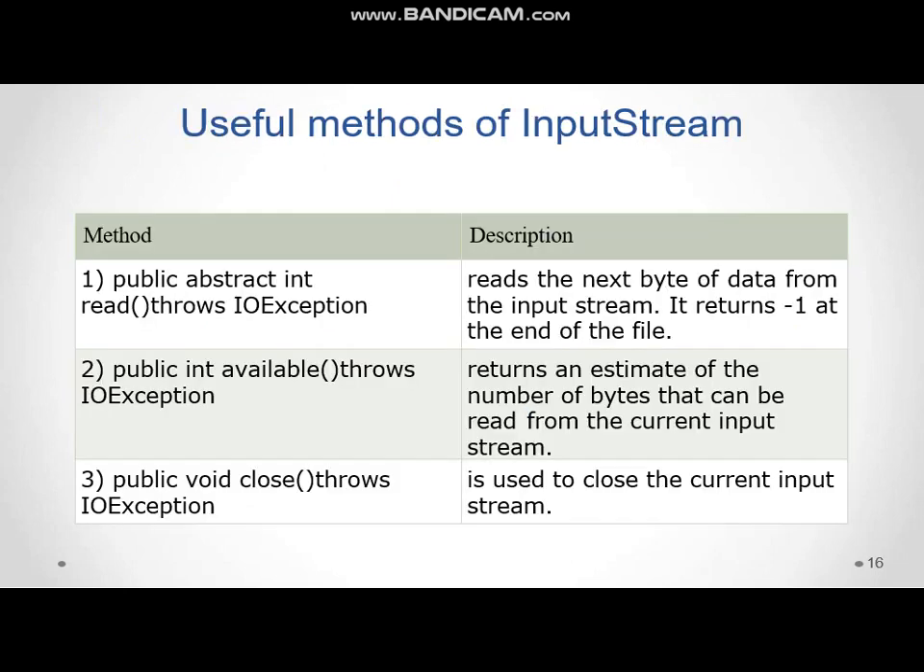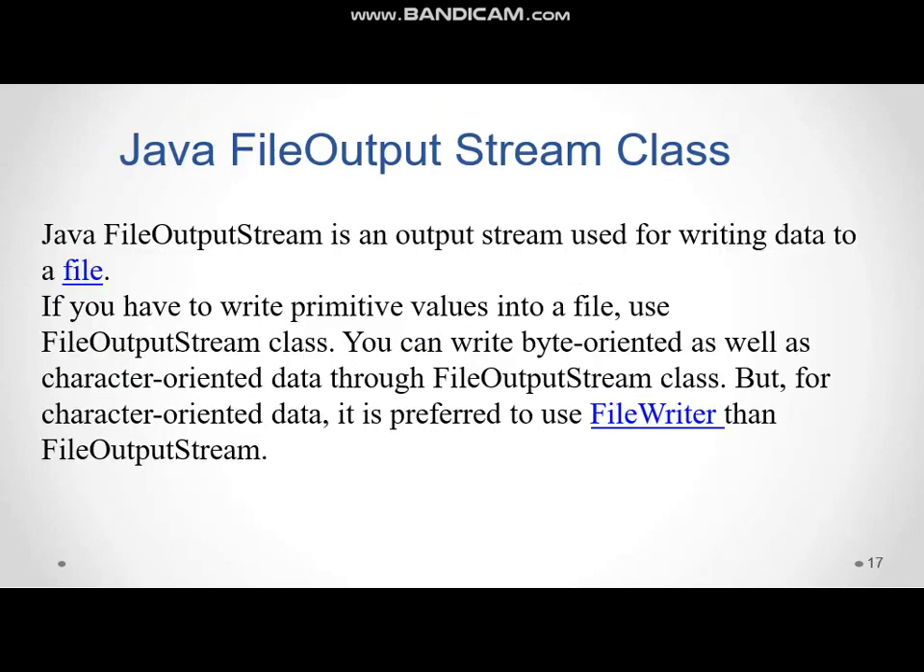These are the methods used in the input stream. The first one is public abstract int read() throws IOException, then public int available() throws IOException, and public void close() throws IOException.